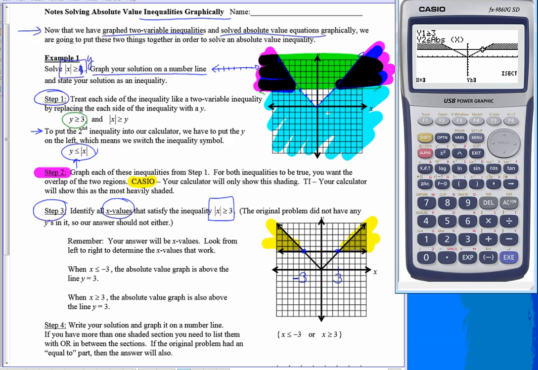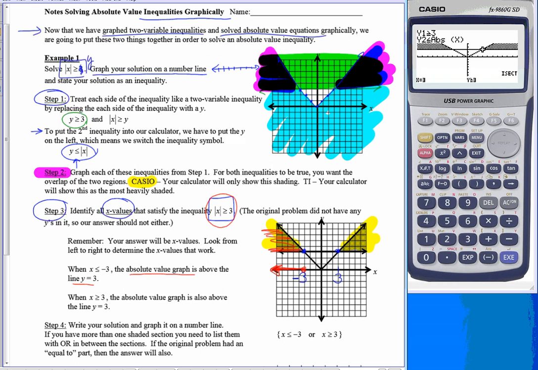If you can't see exactly where those cross on your graph, looking from left to right, what do I want as part of my solution? I want this over here on the left, from -3 to the left, because in those places, the absolute value graph is above the line, and that's what I have right here in my original problem. The absolute value graph was the v, and the 3 was the constant, and that's when the v was above the constant, or the shaded part.